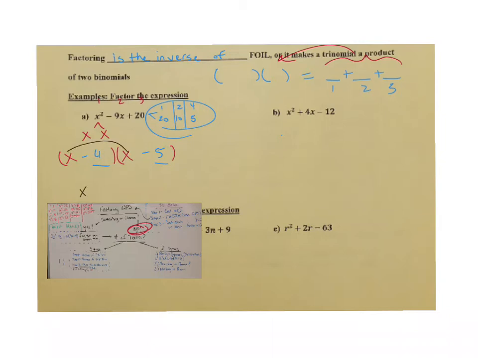x goes to x, x squared. X goes to minus 5, minus 5x. Negative 4 goes to x. Negative 4 goes to minus 5. So if I FOIL this out, it's going to turn to x squared minus 9x plus 20. And that's what I want.